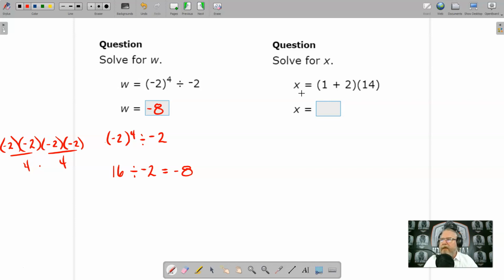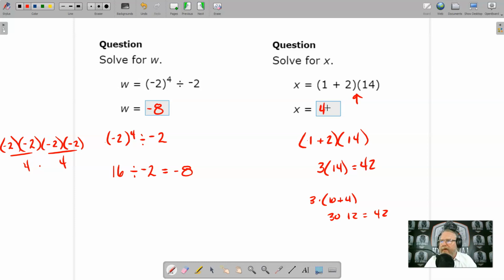Let's solve for X. We have the quantity of 1 plus 2, and we're going to multiply that times 14. Again, no operation symbol here, so we know that this is multiplication. Let's simplify this 1 plus 2 that's in parentheses, and we're going to get 3. Bring down that 14. Now we know this is 3 times 14, and I'm thinking of that in my head as 3 times 10 plus 4. So this is 30, and that's 12, so that's going to equal 42, right? So the answer is 42, positive 42.